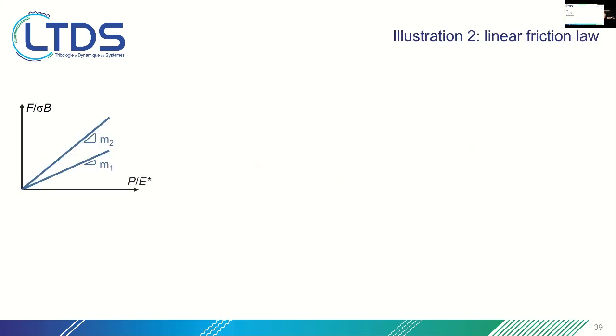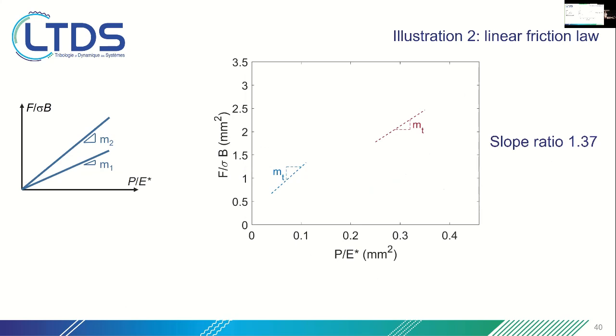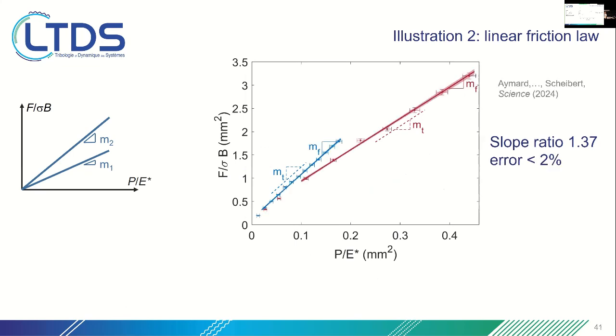Okay, now we go to linear friction laws because this is what we find usually in nature. But we want to tune the slope. So our specifications are the following. We targeted two different slopes and we wanted to produce two different samples, one for each of these slopes. Slope ratio about 1.4. And again, these are the experimental points. We can see that we could produce interfaces with linear friction laws with the expected slopes to better than 2%.